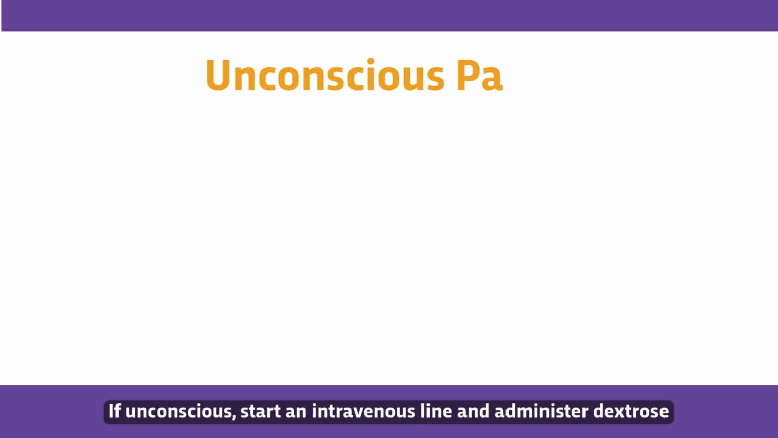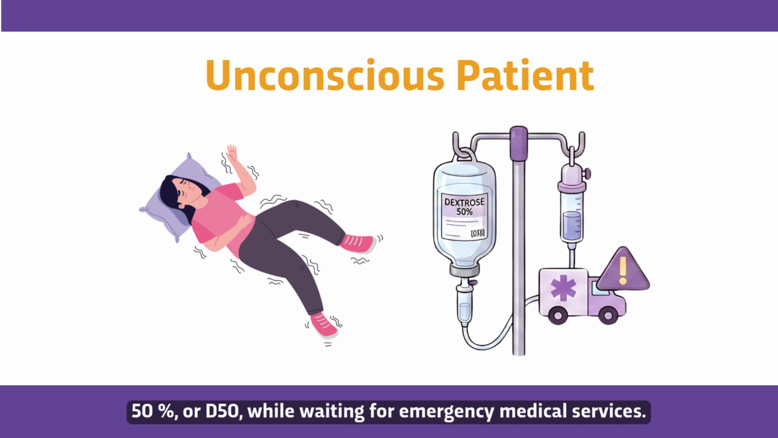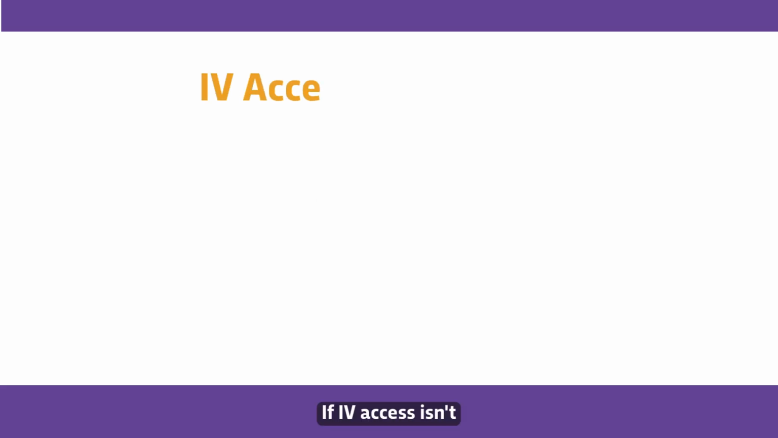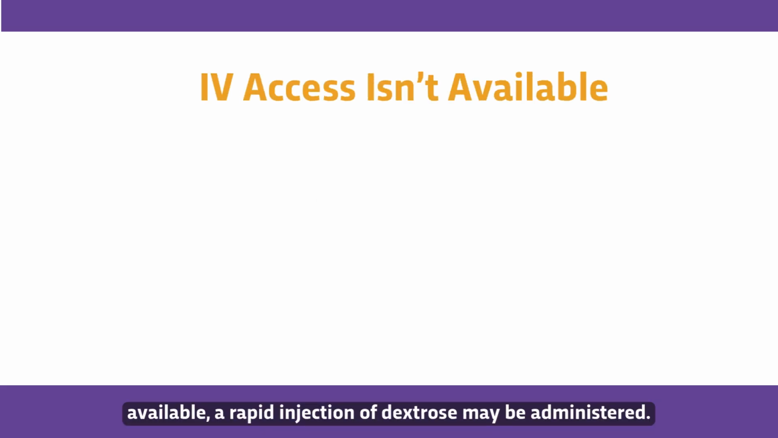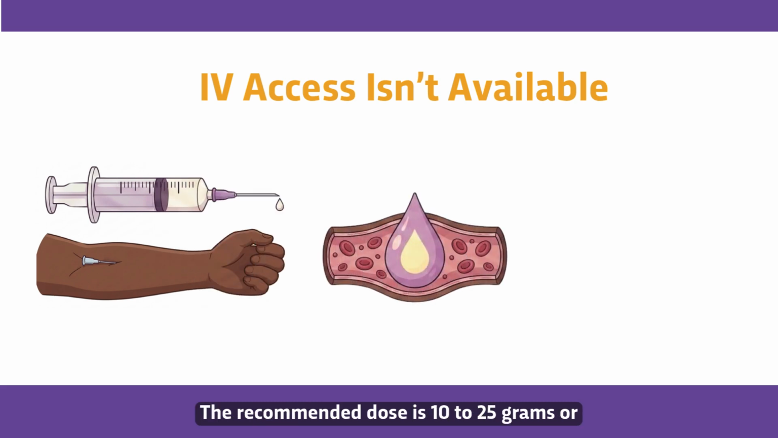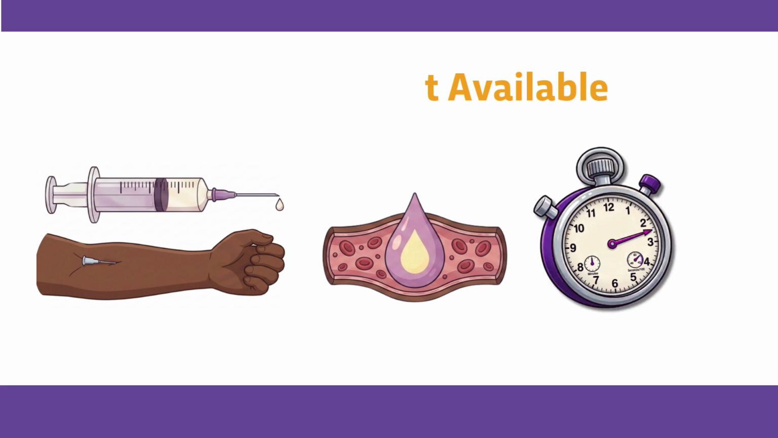If unconscious, start an intravenous line and administer dextrose 50% or D50 while waiting for emergency medical services. If IV access isn't available, a rapid injection of dextrose may be administered. The recommended dose is 10 to 25 grams or 20 to 50 milliliters, delivered over 1 to 3 minutes.